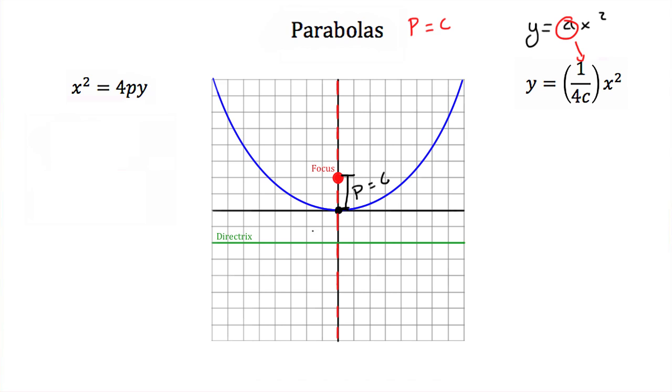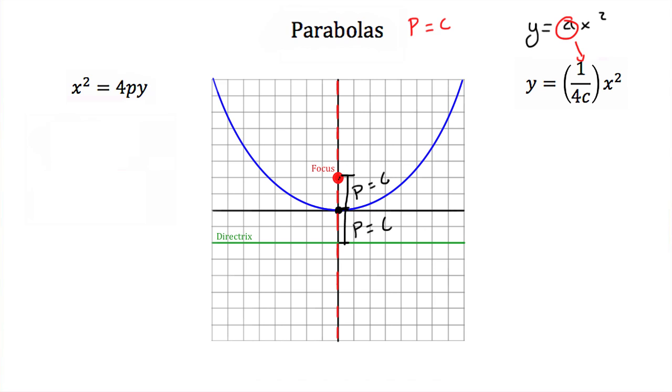Now remember, every point on this parabola, including the vertex, is the same distance from the focus as it is perpendicular from the directrix. So if the distance between our vertex and our focus is p, or c, then the distance between our vertex and our directrix is also p, or c, depending on which standard form of the equation you use.